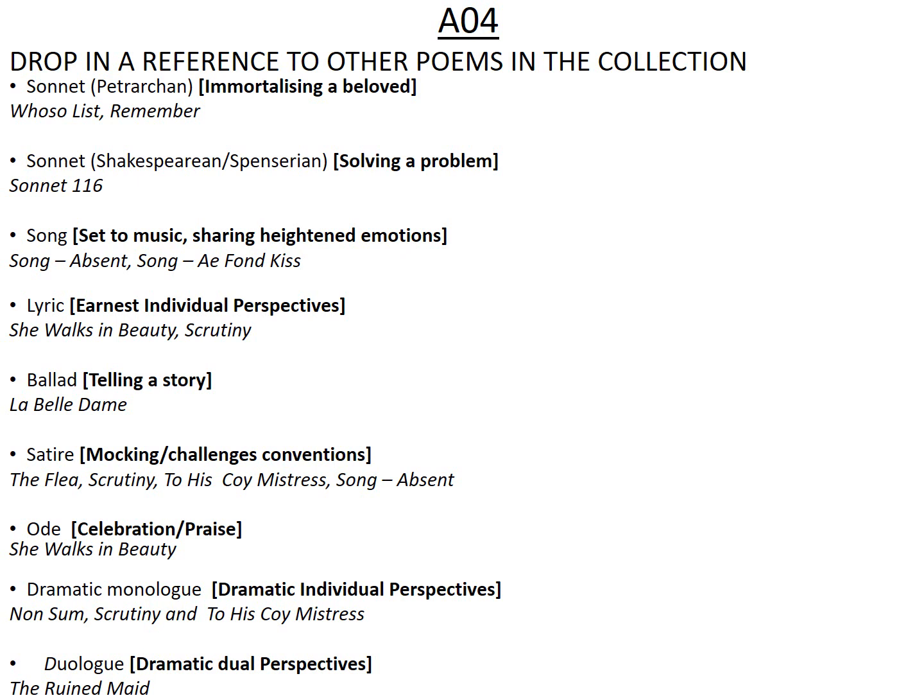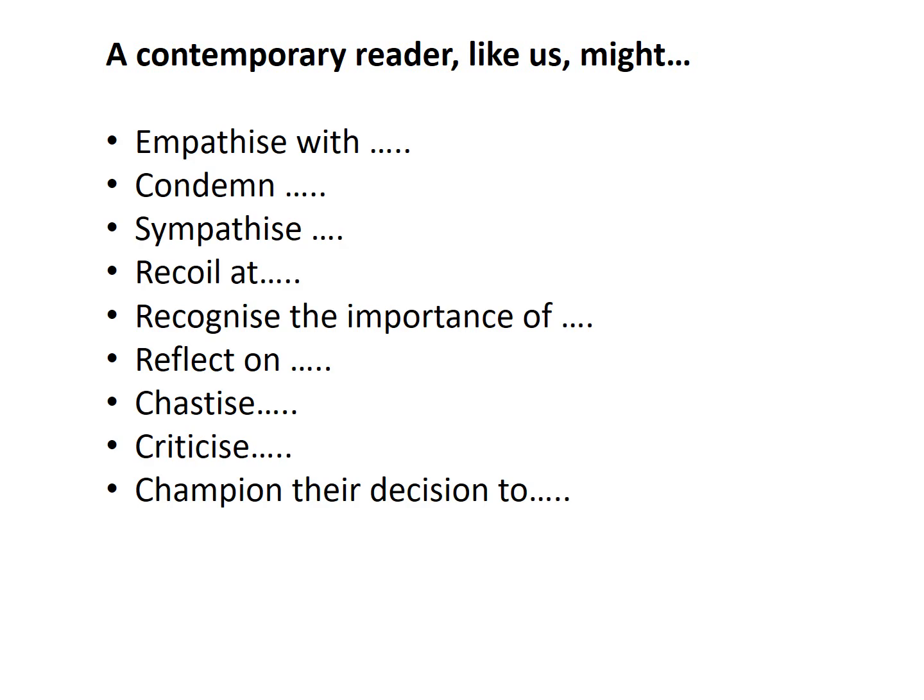The function of using these is simply to draw reference to the fact that there are other links between poems in the collection. It's a great way of showing your perceptive understanding of love through the ages, not just with the named poem you're given. Another way to do this is to draw reference to how we as readers perceive things. For example, as readers in the contemporary sense, now we have views that might match those who first read the poem. So I might use the phrase, a contemporary reader like us might, and then I'd use these different verbs.